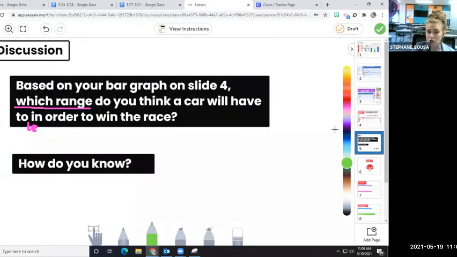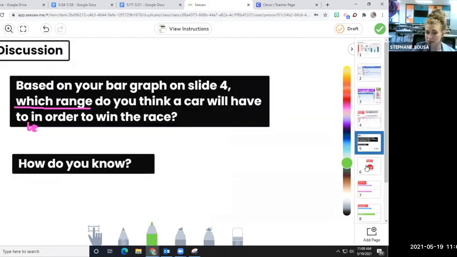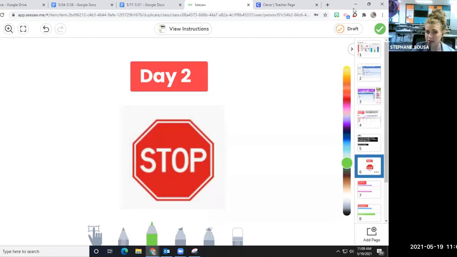All right. Notice after the question, there's a big old stop sign. We are going to come back to this graph tomorrow. You're not doing all these slides today. Okay. You're going on slide 4, slide 5, and you are stopping, and then you are done.